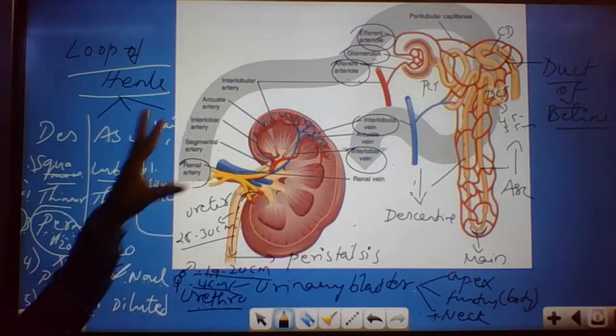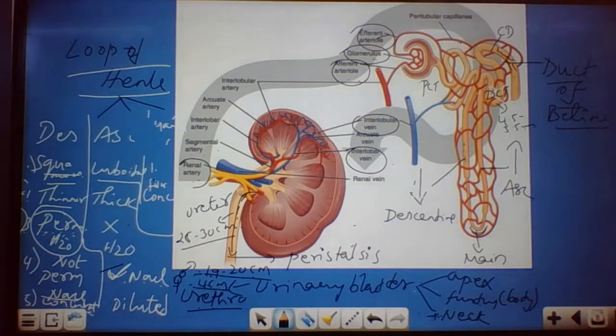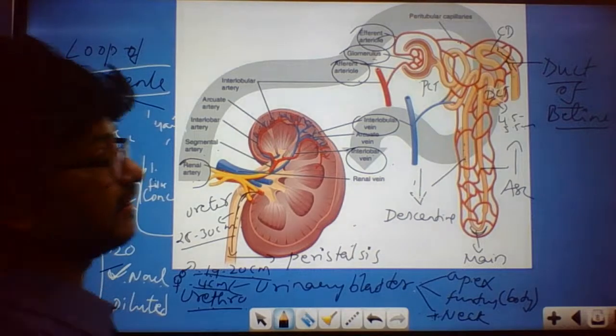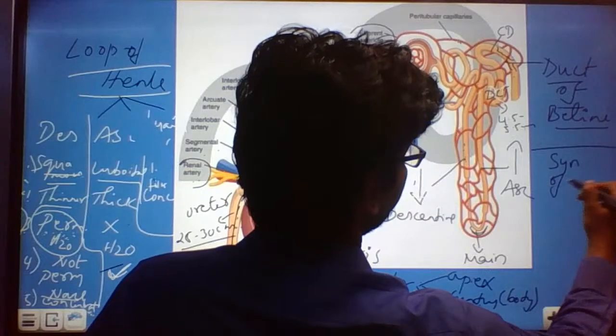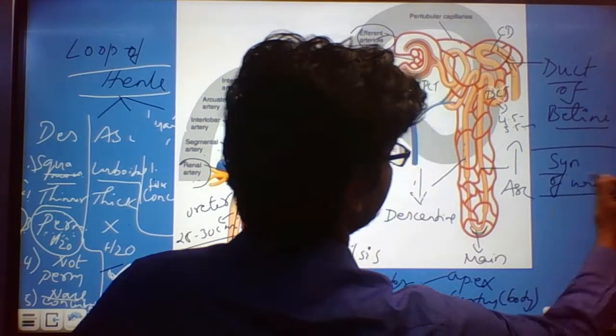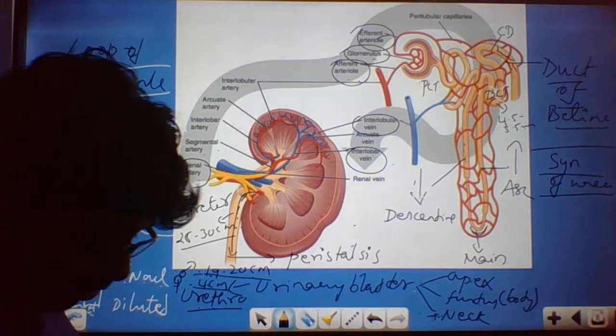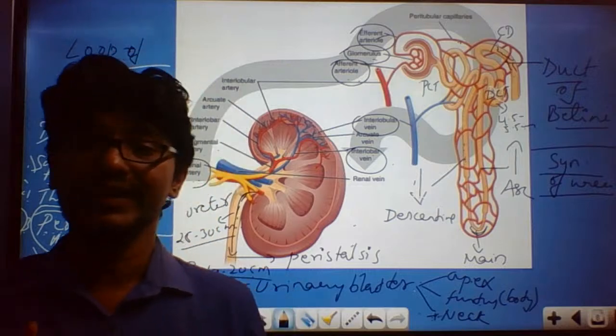So this is about the kidneys and the other things that we discussed. And urea: now we are going to see how urea is synthesized. By means of two processes, the urea is getting synthesized. Can you tell me what are the two mechanisms by which the urea is getting secreted?